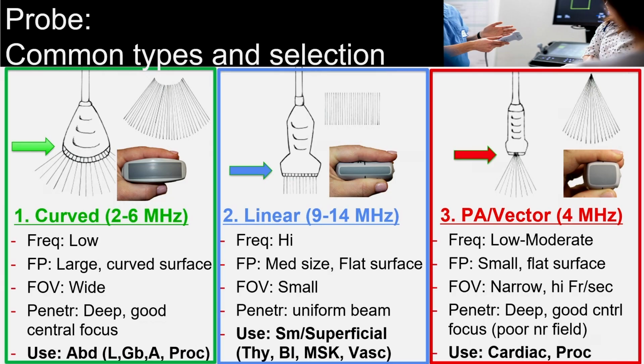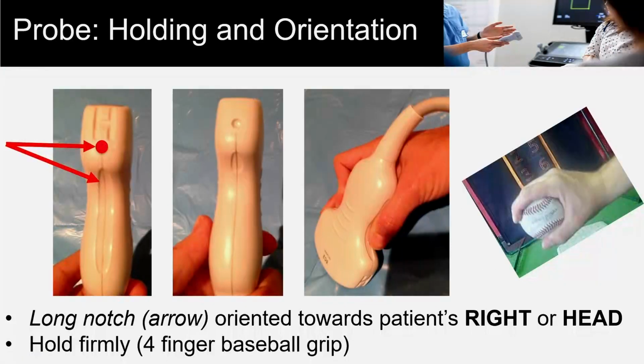Interestingly, it has a high frame rate per second, so it's very good for structures that are moving, like the heart. It penetrates relatively deeply and has good central focus. Again, not a great near field view, but very good deep focus and good central focus. Very useful for cardiac due to its small footprint, and often for procedures. So these are the three we're going to actually focus on.